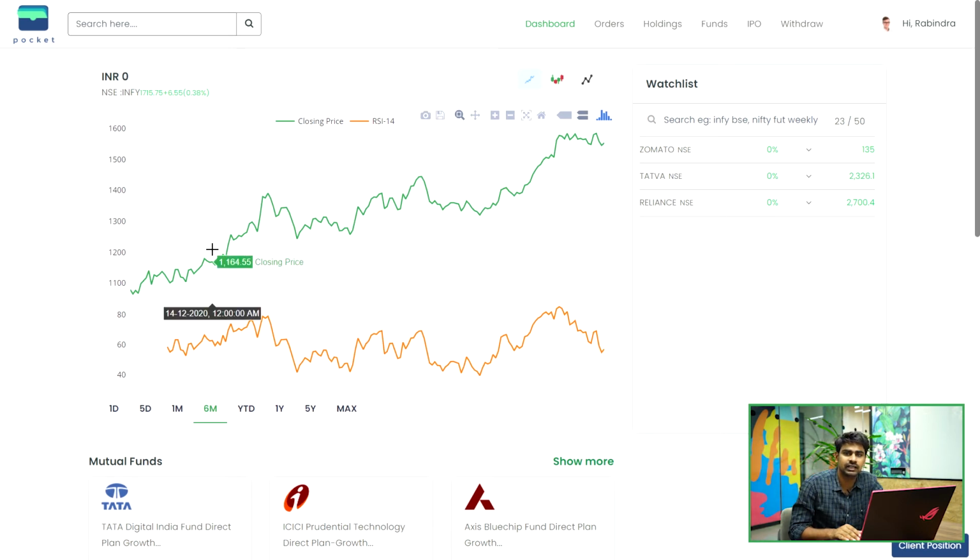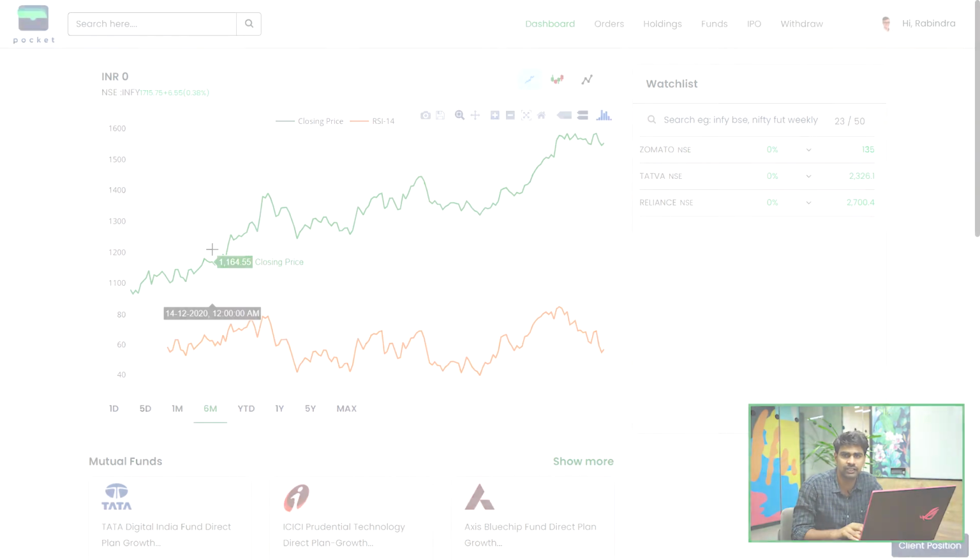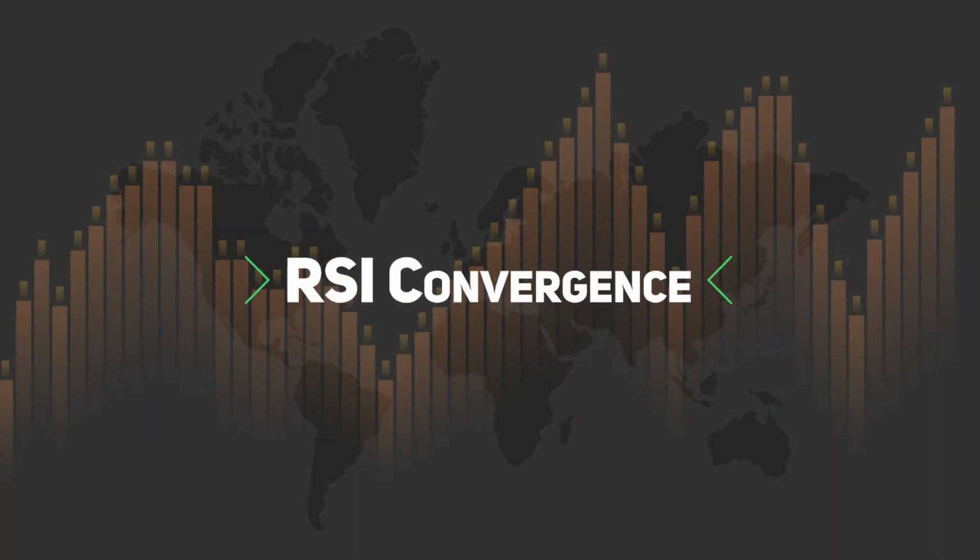Now let us understand how RSI can be used to generate signals. Two things can happen when you look at the price movement with respect to the RSI. Either both price and RSI can move in the same direction, or they can move in the opposite direction. First, let's talk about the movement of the price and RSI in the same direction. This is called RSI convergence.